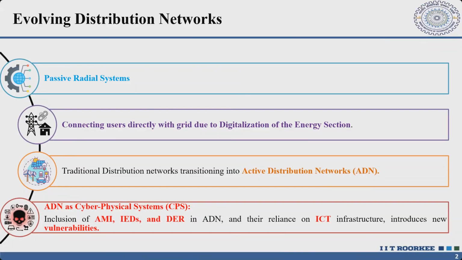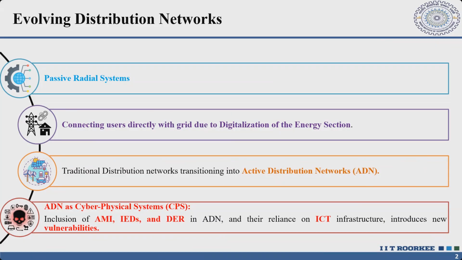Why passive radial? Because three things are very important. This system has low controllability. Controllability is very minimal, you cannot control. Second, no real time monitoring of the data. Once it is radial, the source is on the left hand side and the load on the right hand side, power flows in one direction only. That was our passive system.